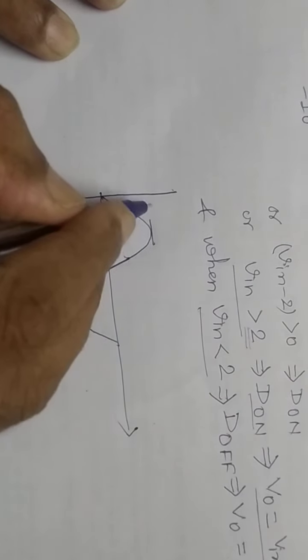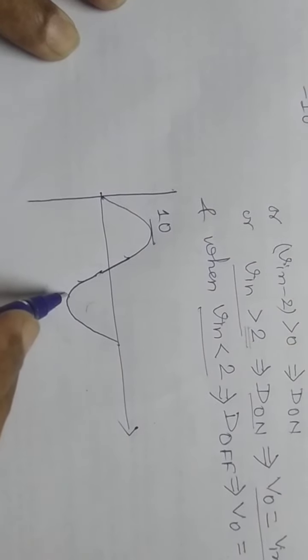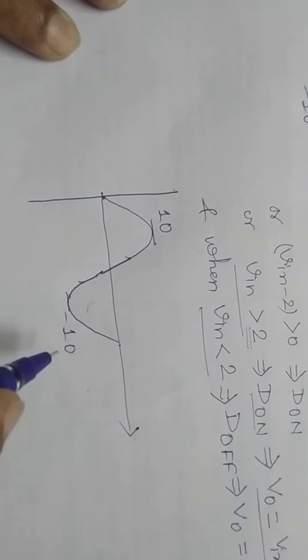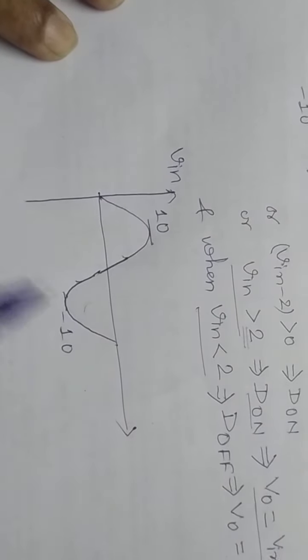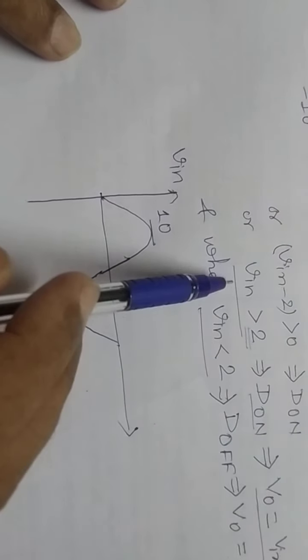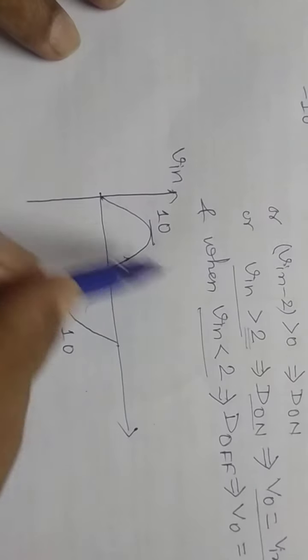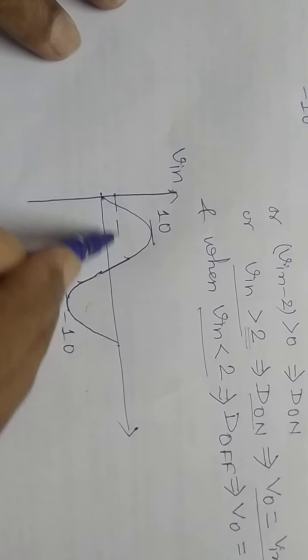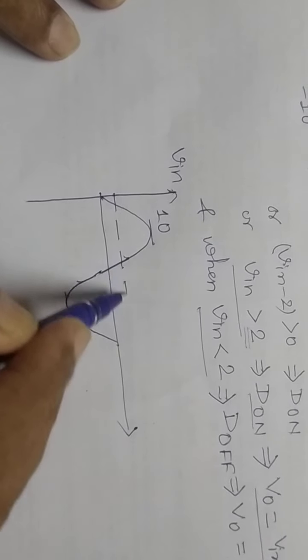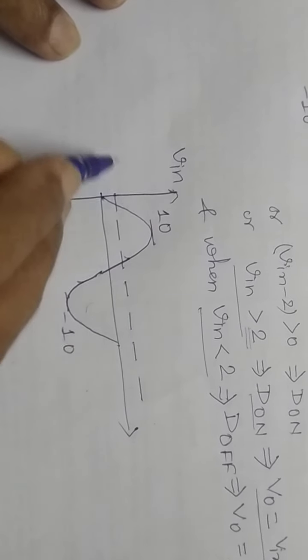This is our 10 volt AC signal, input signal. This is our input, and we have to compare this input with a value 2 volt. So we will draw a reference voltage 2 here. This is our reference level of 2 volt.